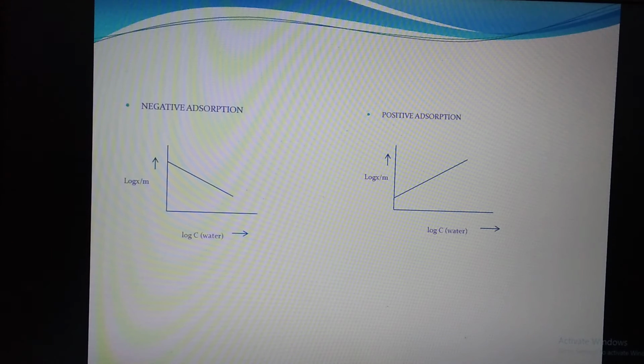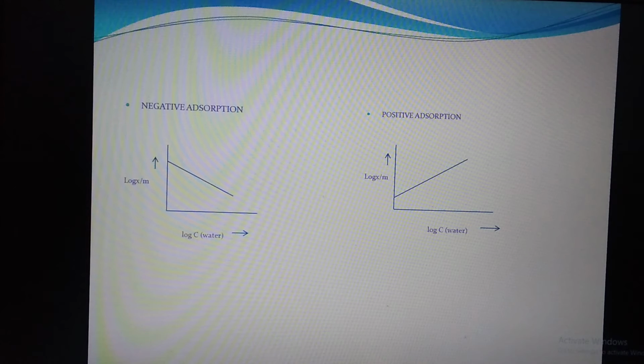For negative adsorption, the line is coming from up to down. You can see there, it's an example for water from the dilute solution of KCl. Charcoal adsorbs water, thereby the salt concentration increases. If it adsorbs water, the concentration will increase.